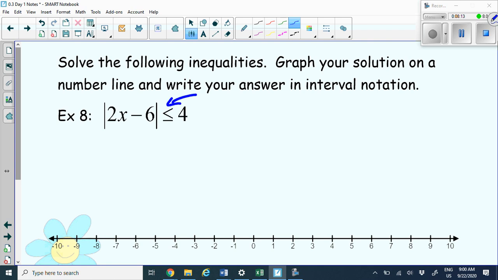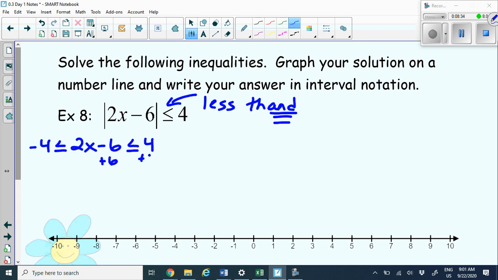We have the absolute value of 2x minus 6 is less than 4. So this is an AND problem because it's less than. So when we write this, we need to write it as a compound inequality. So we have less than or equal to 4, but then also greater than or equal to -4. Now we solve. So I add 6 to both sides.